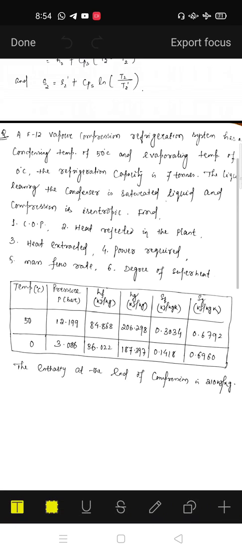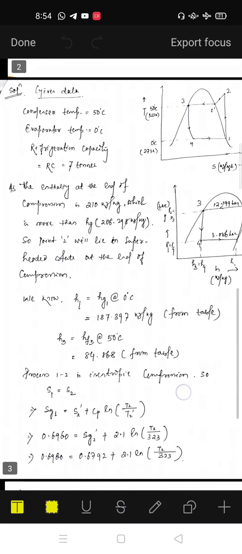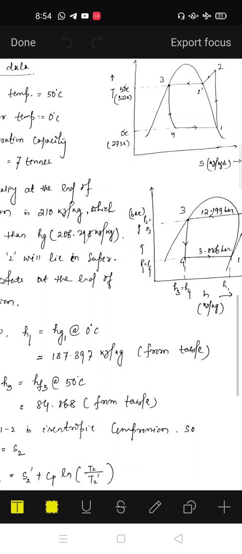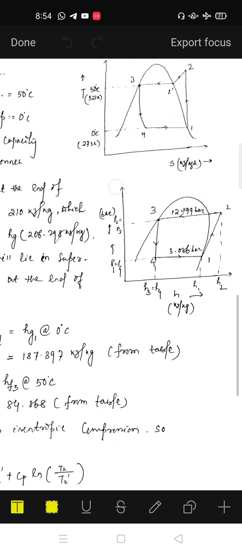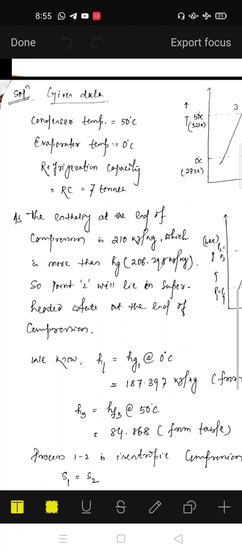Okay, so let's solve. See here the corresponding TS and pH diagram. The upper temperature is 50 degrees centigrade, the lower temperature is 0 degree centigrade. Convert all the Celsius to Kelvin: 50 degrees centigrade means 323 Kelvin, 0 degree means 273 Kelvin. Similarly, in the pressure enthalpy diagram, the upper pressure is 12.199 bar, the lower pressure is 3.086 bar, and the condenser temperature and refrigeration capacity are all given in the question.